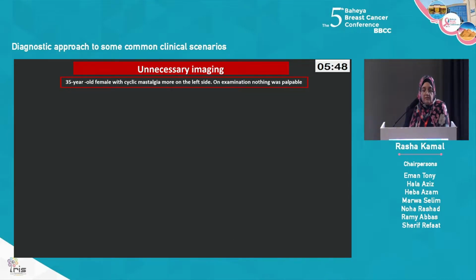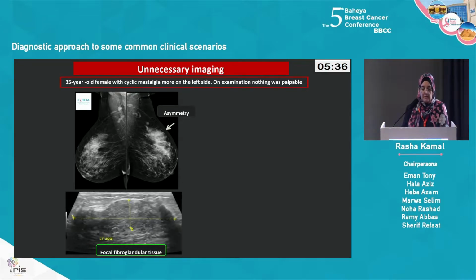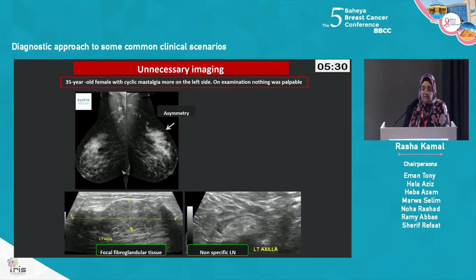She's a 35-year-old female with cyclic mastalgia, more on the left side. On examination, nothing was palpable. On her mammogram, she had a subtle asymmetry or an area of increased density in the left breast. On ultrasound, it was simply underlying focal fibroglandular tissue, and she had non-specific lymph nodes. The report was that she had focal adenosis in the left breast.